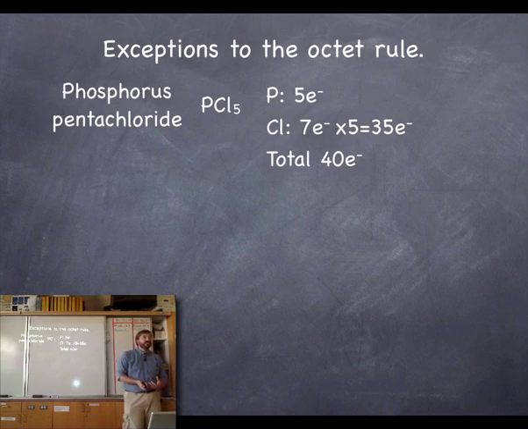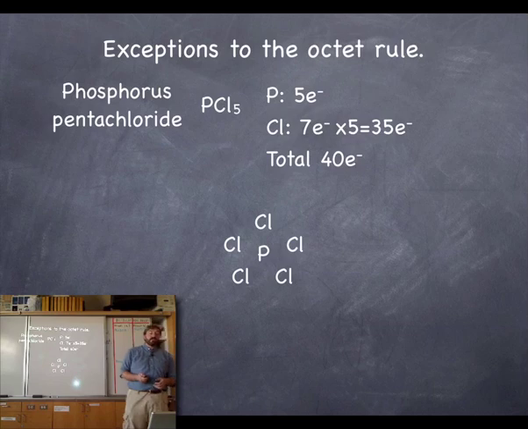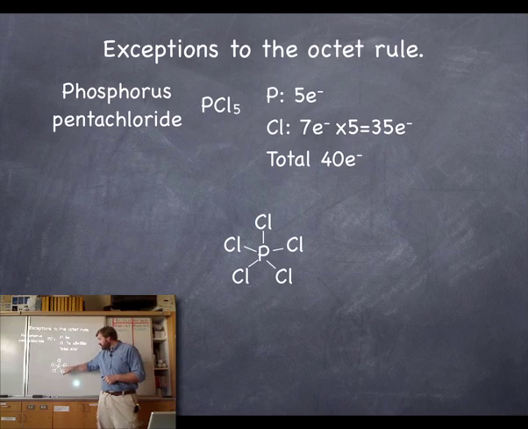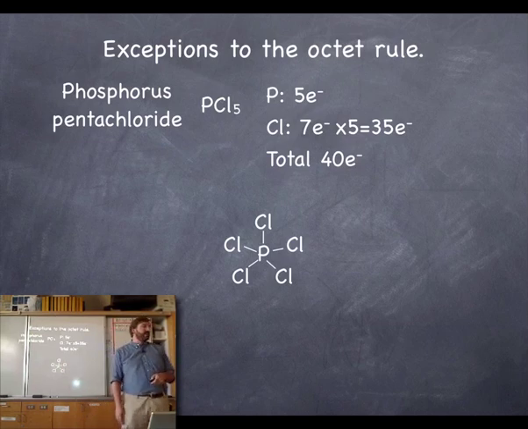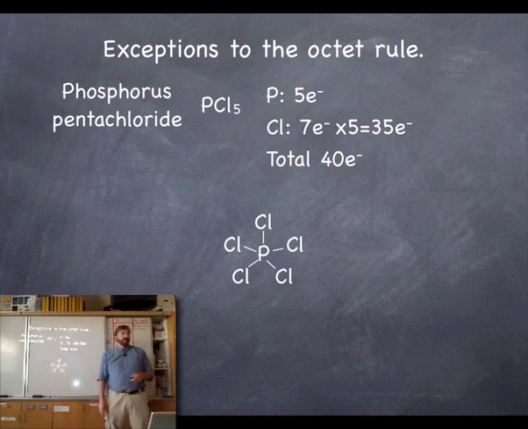We've counted up all the valence electrons, put our central atom in, put the 5 chlorines around, and we'll start with single bonds, a single bond for each of the chlorines. How many electrons did I just use up? Yep, 10: 2, 4, 6, 8, 10. Remember, each bond represents 2 electrons being shared between the phosphorus and the chlorine. So how many electrons does the phosphorus have around it right now? 10. So that violates the octet rule.